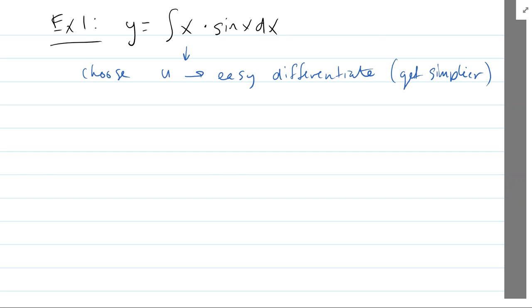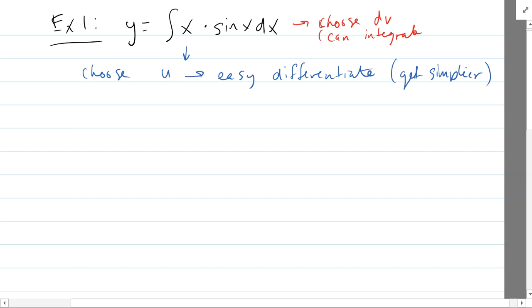That's your u. Well, that leaves whatever's left over. I'm going to choose that as dv, and that's going to be easy to integrate, right? Or you can integrate. Sometimes it's not easy, but you can integrate.